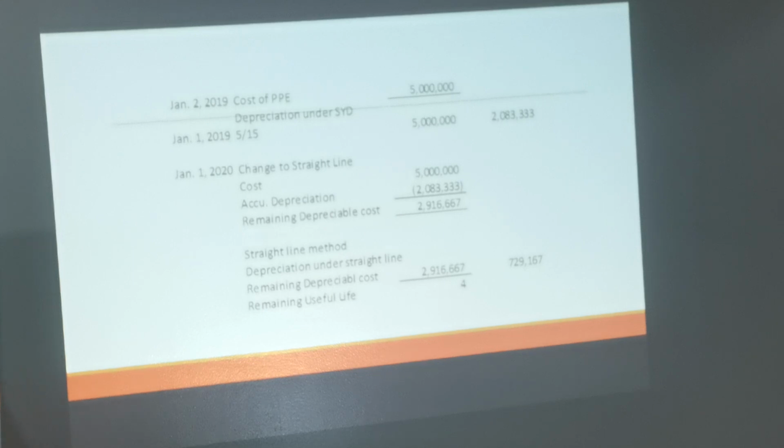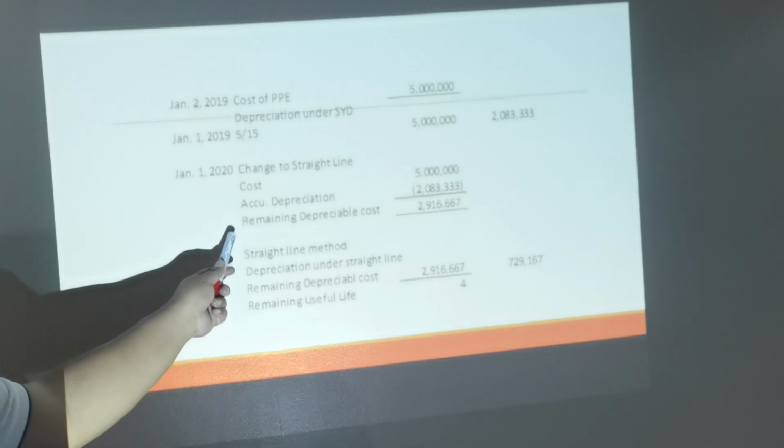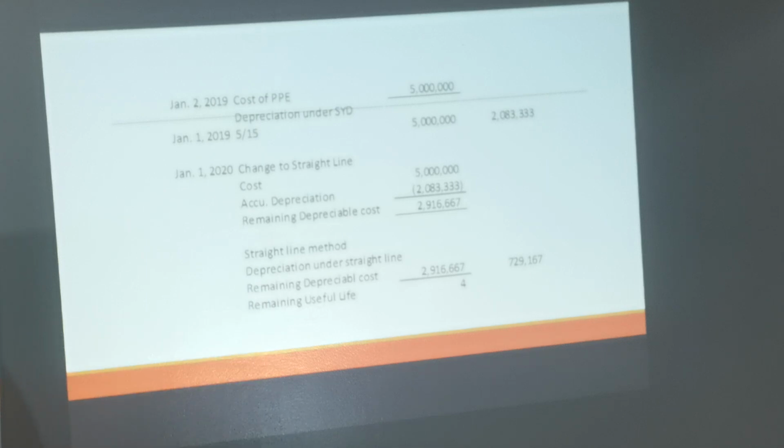So therefore, the remaining depreciable cost is actually 5 million minus the accumulated depreciation of 2,083,000. Okay, so therefore the remaining depreciable cost is 2,916,667. Now there was no mention of the change in estimated useful life, so we will assume that it's still the same, 5 years. So 1 year has lapsed, so therefore the remaining life is 4 years.